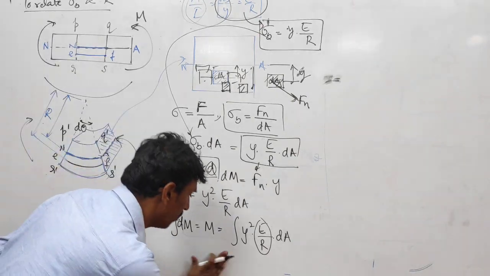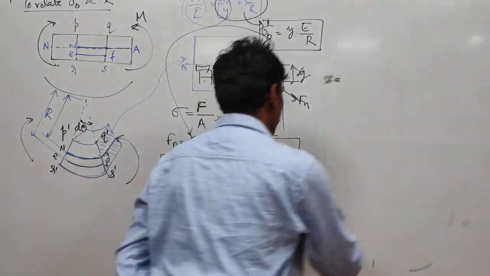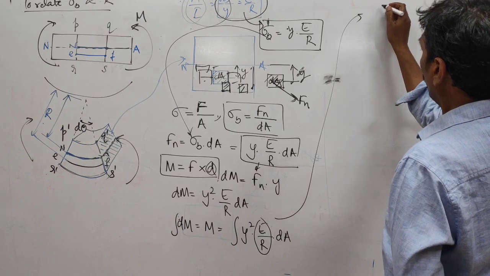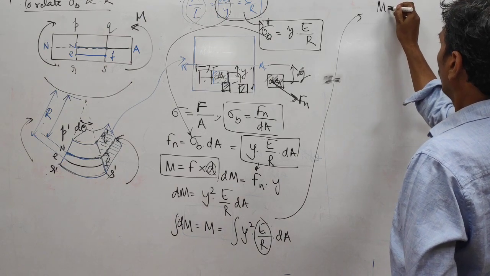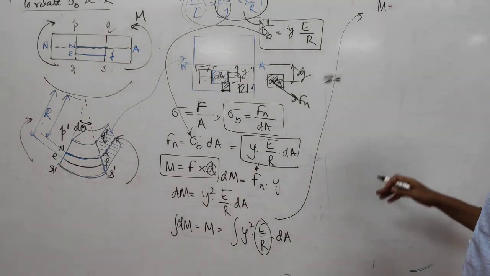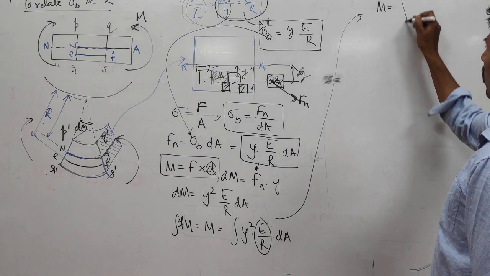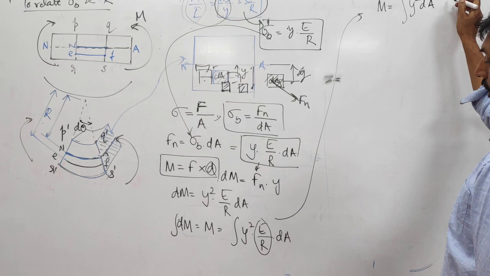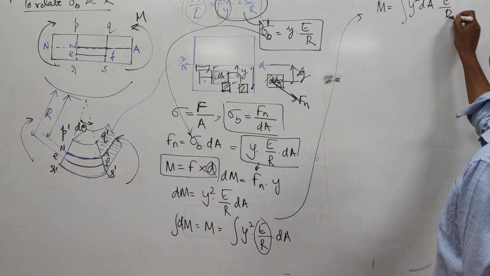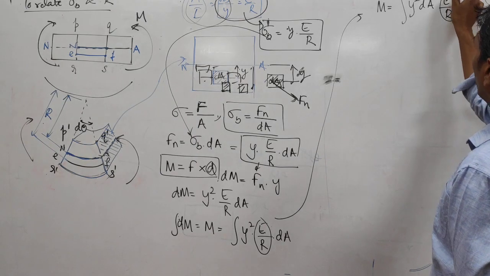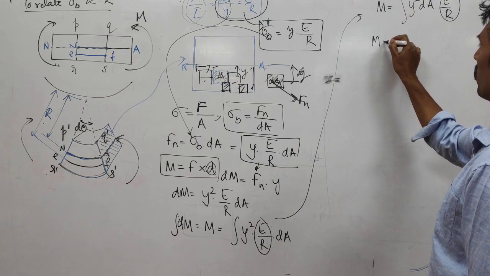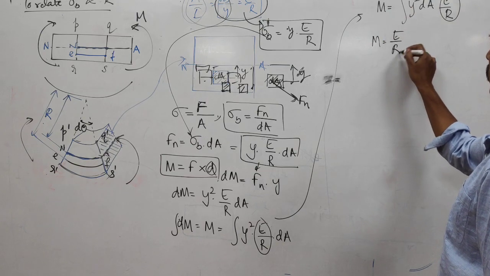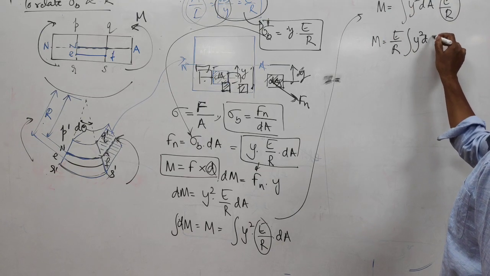So this has to be brought out of this here. So you can call this as M is equal to integration of dM, which is y square dA into E by R. Since this E by R is constant, I'll bring it out. So M is equal to E by R into integral of y square dA.